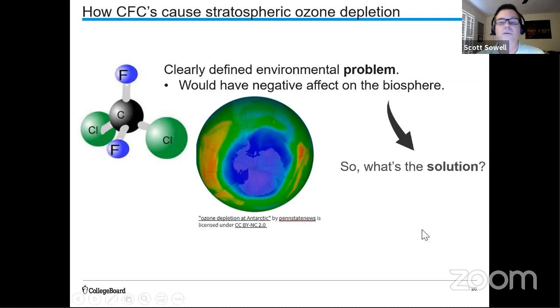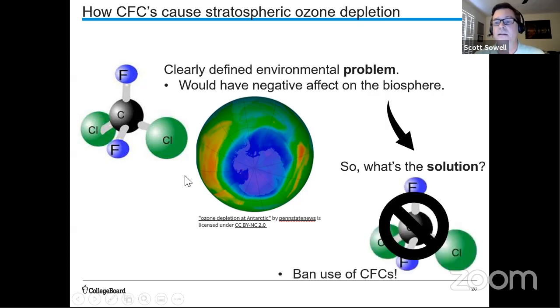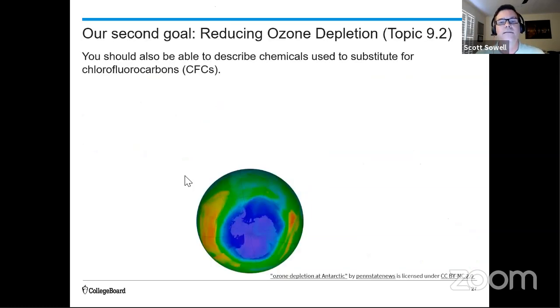So that's the problem. What's the solution? In your head, the first thing you should be thinking of is, well, if that's the villain, let's ban the villain. Let's ban the use of CFCs. And that is exactly what happened. There was a meeting and an agreement, and we got rid of that evil chemical.